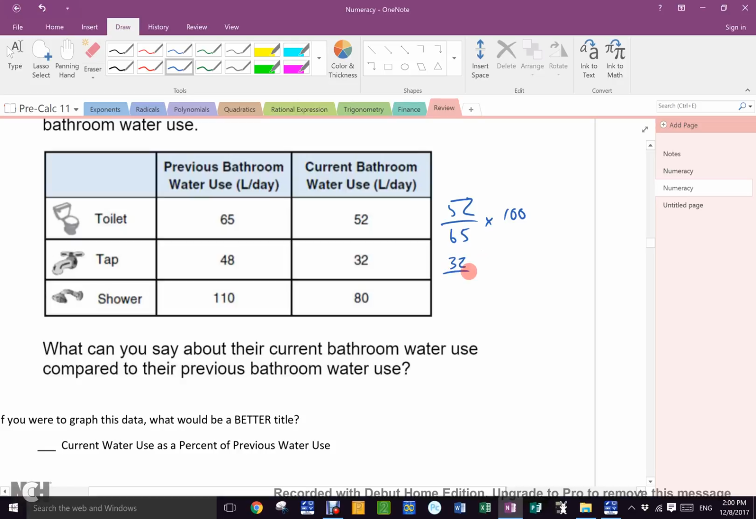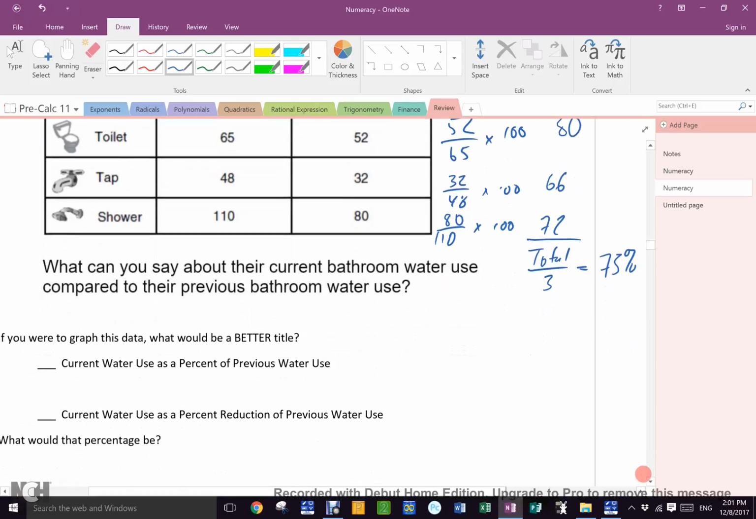So you did the same for all of them. Times 100, and 80 over 110 times 100. It came out to 80%, 66.6, and 72.7. Then I divided all that by 3. So you added all that up and found an average, total divided by 3, and got what for percentage? 73.1. And then you ticked the top one, current water use as a percentage of previous water use. Absolutely correct.